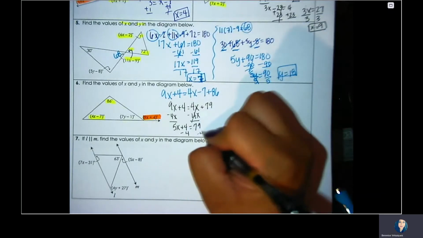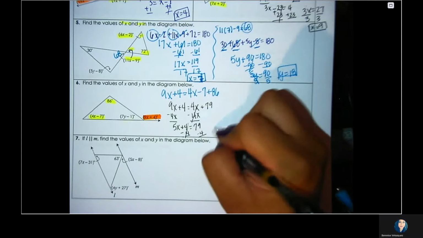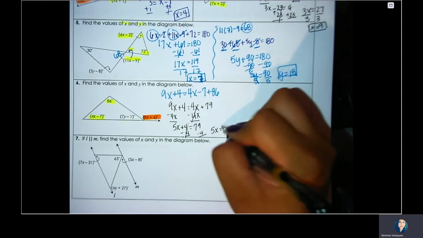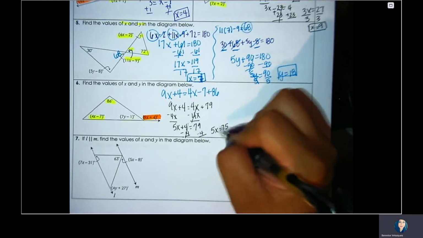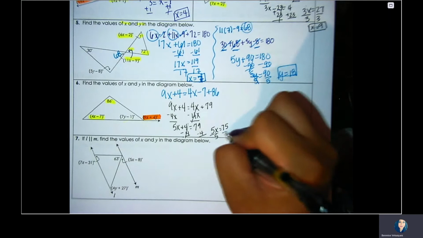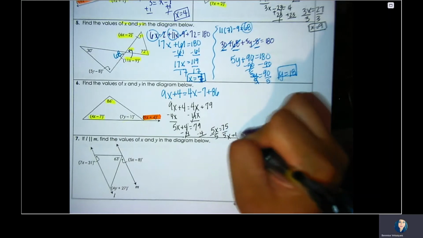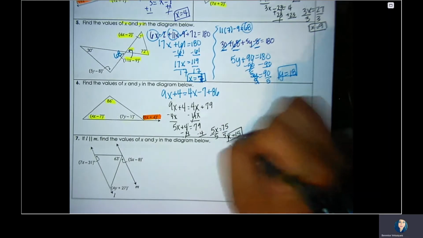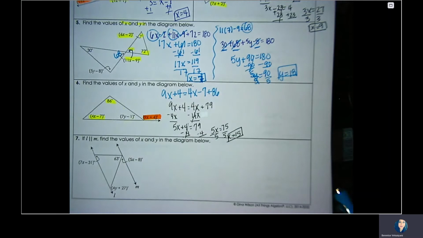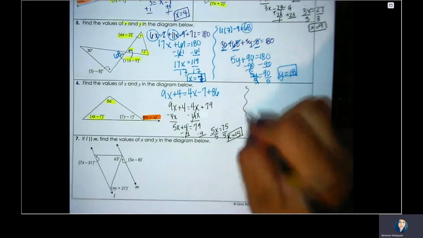Subtract 4. 5x is equal to 75. And then divide by 5. X is equal to 15. Okay, I'm going to make a little bit of a line here.